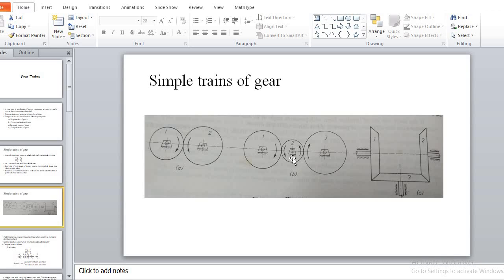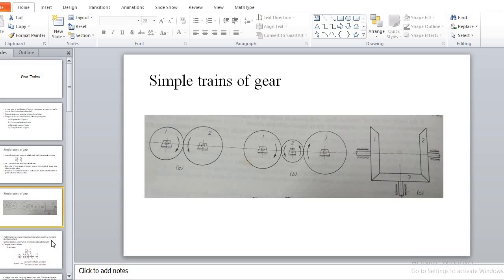And second wheel doesn't contribute in the velocity ratio. Second wheel in such type of construction is considered as an idler gear. It doesn't contribute in the velocity ratio of this particular gear drive. So this second wheel is considered as an idler wheel.